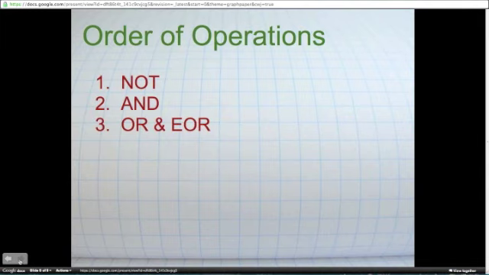Now, there is an order of operations here, just like algebra. In fact, these are an extension of the algebraic order of operations. So after we would do our addition and subtraction, then we look for logical operators. And the first thing that we would do are any nots from left to right, then the ands, and then the or and exclusive ors.